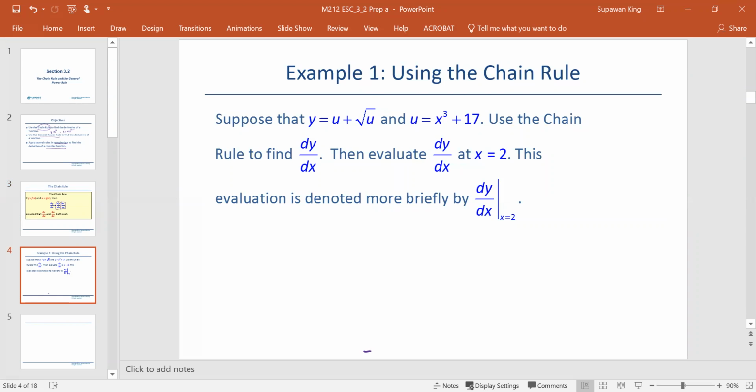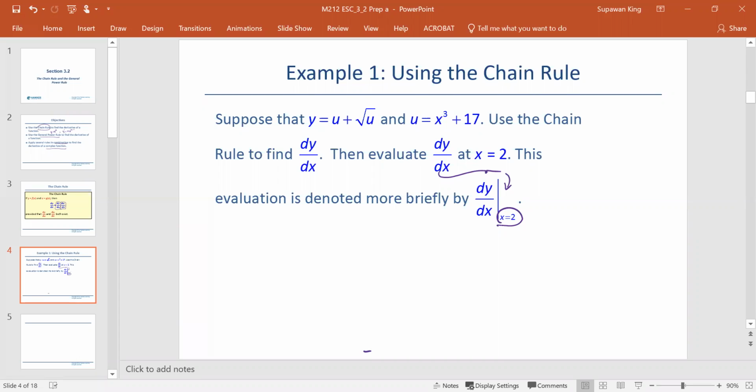Example 1, using the chain rule. Suppose that y equals u plus square root of u and u equals x to the third plus 17. Use the chain rule to find the derivative dy by dx, then evaluate dy by dx at x equals 2, which is the same as the notation dy by dx with a bar and the subscript x equals 2 to indicate that the derivative will be evaluated at x equals 2.